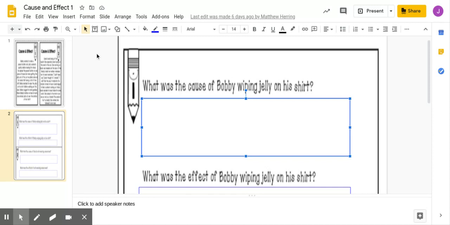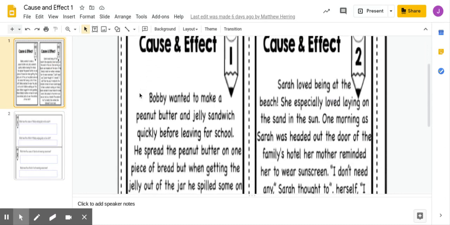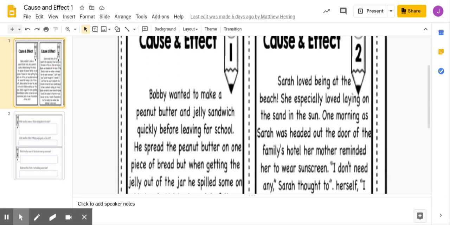So let's go back up to the passage to begin reading. You can click on page 1. All right, so cause and effect. Remember, cause is going to happen first, and it tells us why something happened. And effect happens after cause and tells us what happened.